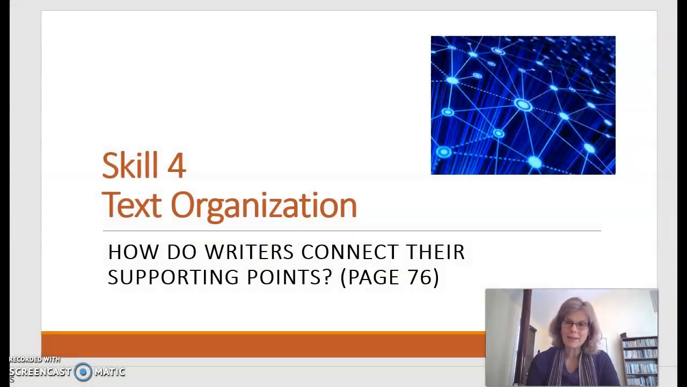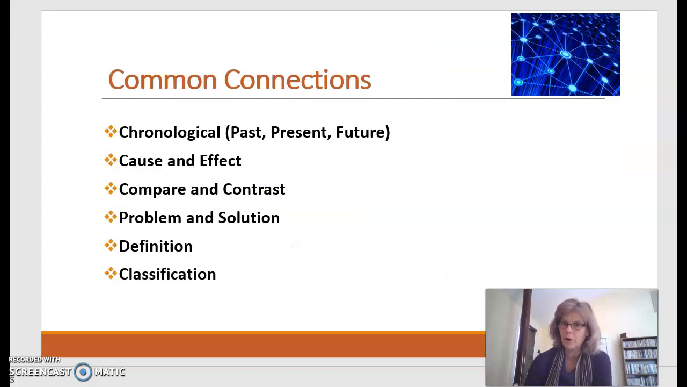So talking about skill organization, I want us just to think about how writers are connecting their supporting points. We know we have to look for their main idea, and we're doing that every time we read an article. But after that, we're looking for their support. And how do they connect up their support in each paragraph, for example? We're going to look at several different structures that writers use. And I want you to start to recognize these by looking for some of the signal words.